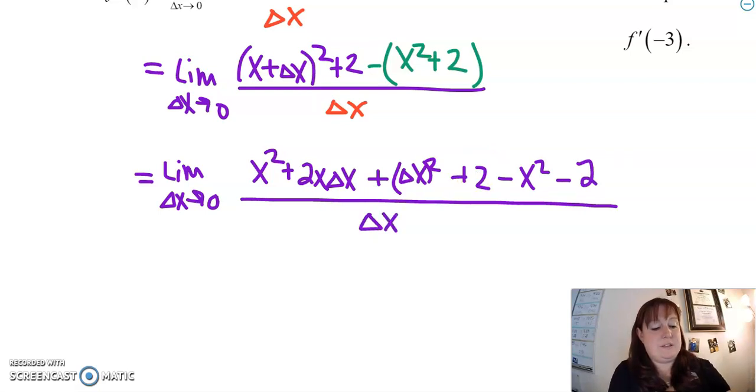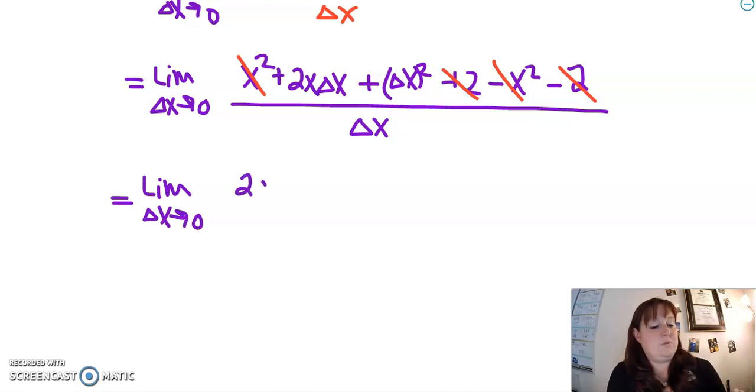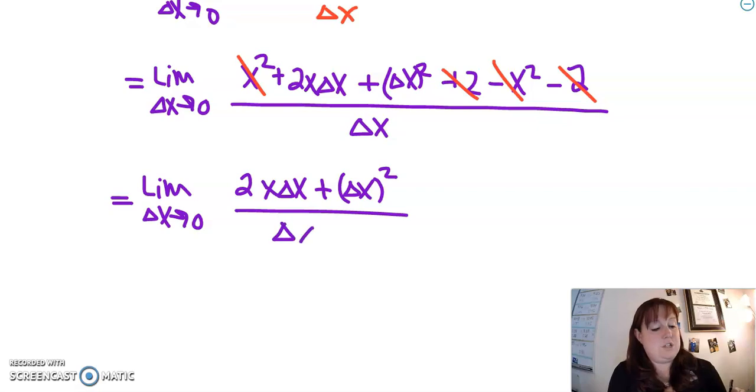Ooh, that looks messy, doesn't it? But guess what? Look, x squared and x squared cancel each other out. And 2 and -2 also cancel each other out. So we're getting somewhere. So we have the limit as change in x approaches 0 of 2x change in x plus change in x squared over change in x. Okay, well looky there. Every single one of those has a change in x in it. Can't we just divide that out?